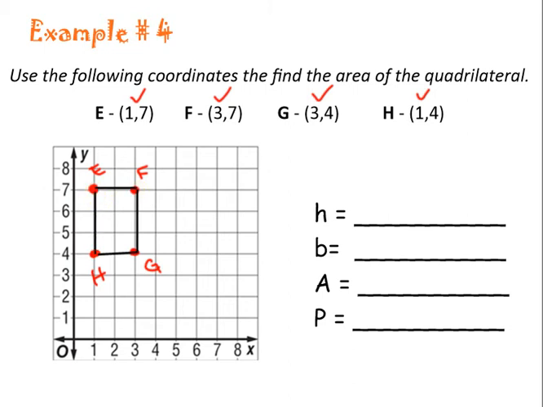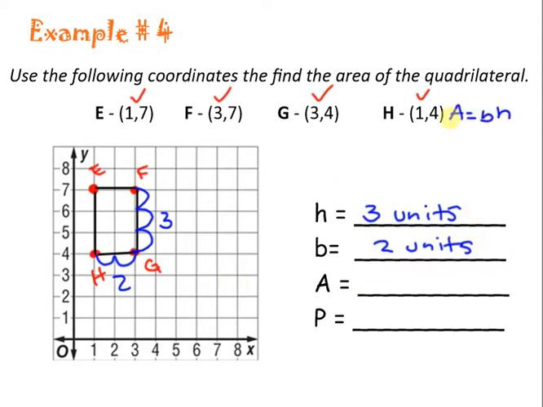Okay, so think back to when we did the distance between points. So let's first calculate our height. What is the height of this shape? 1, 2, 3. 3 units. What is the base of this shape? 1, 2. 2 units. Now, if it's 3 in the height, 2 on the base, it is a rectangle. If it was 3 and 3, then it would be a square.